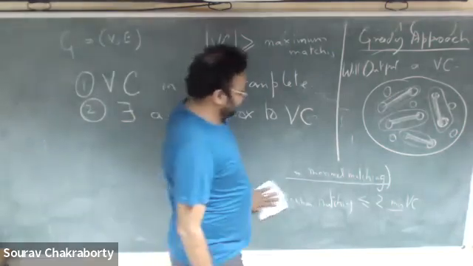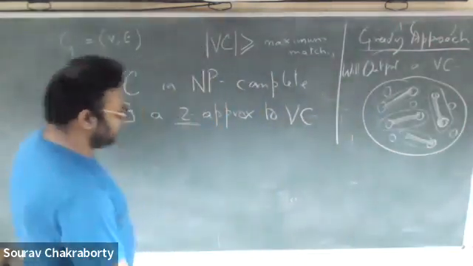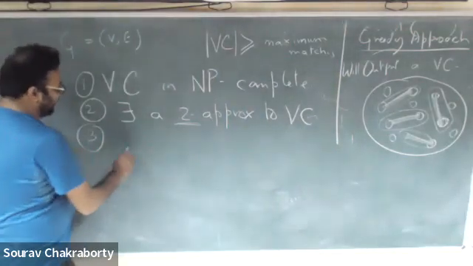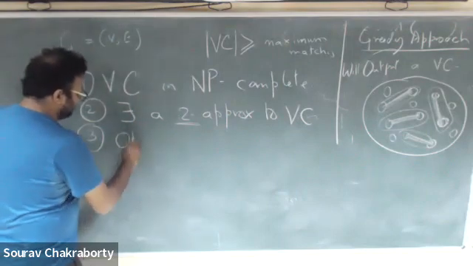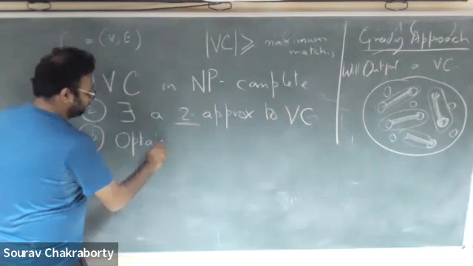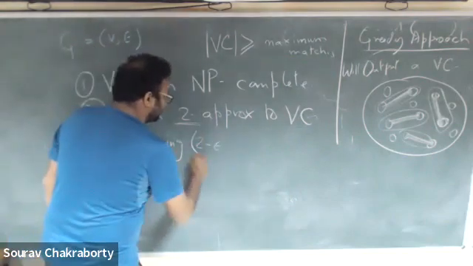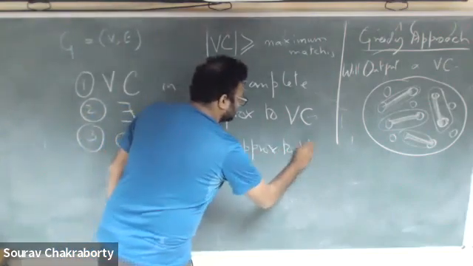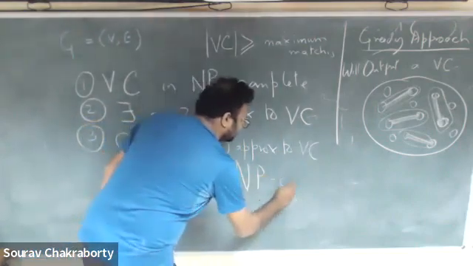But actually, this is what people tried for a long time. And then sometime around 1994, it was proved that obtaining a 2 minus epsilon approximation to vertex cover is NP complete.